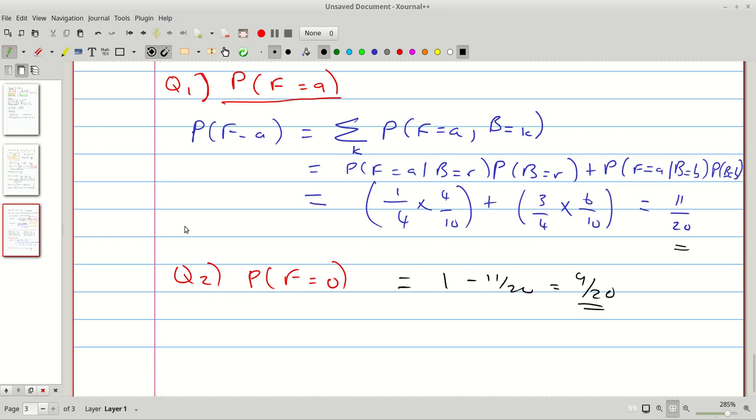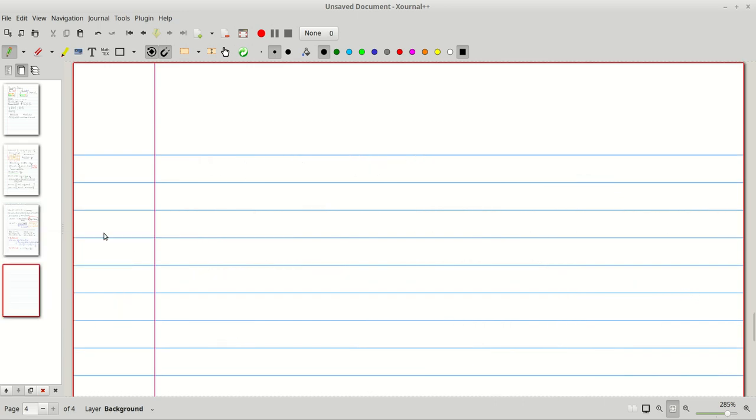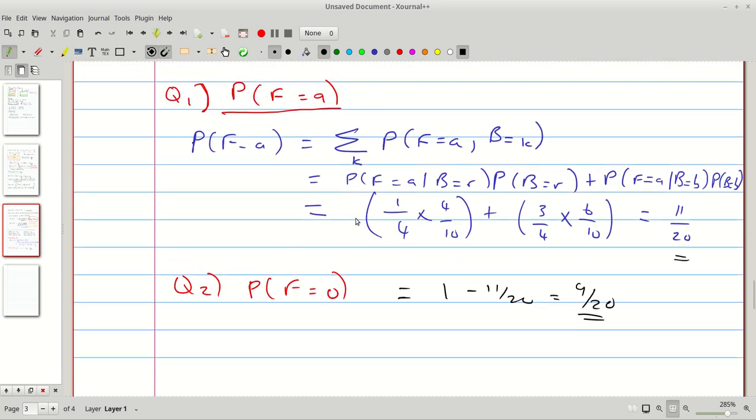Having said that, we'll need one extra page here. So we've looked at how to use the sum rule to actually compute this probability. Of course, first of all, you have this, and then you convert it to this conditional probability based on the product rule.